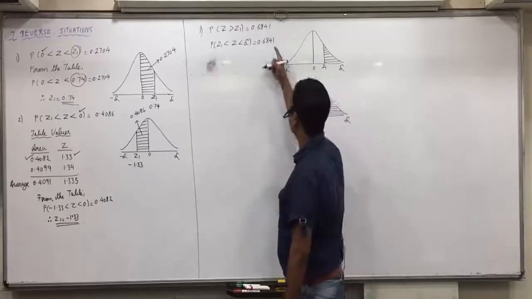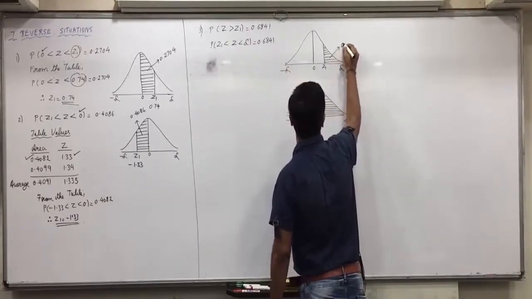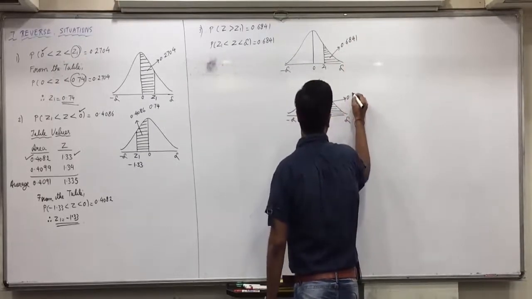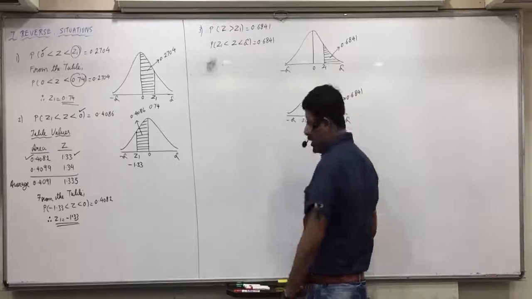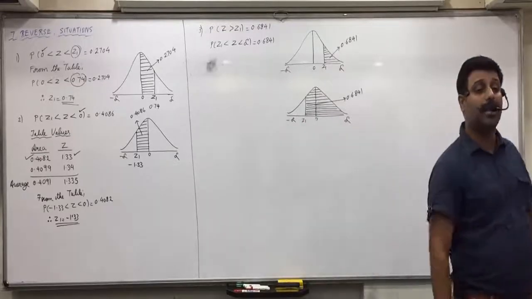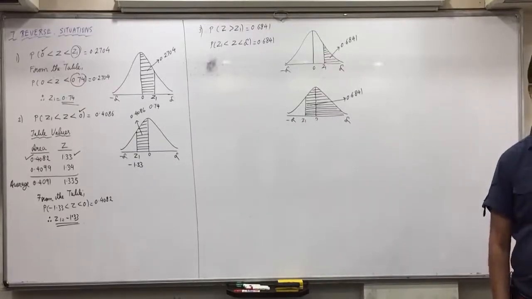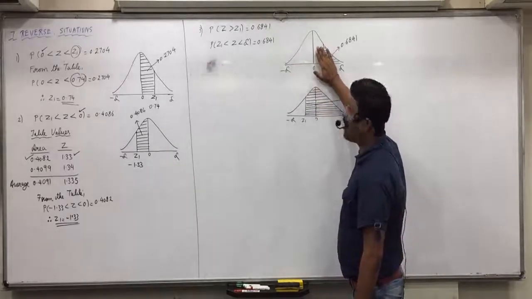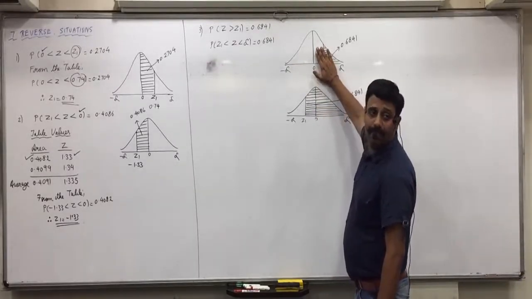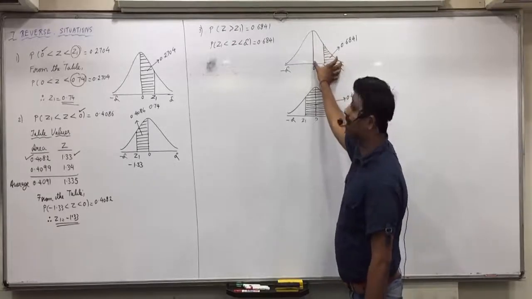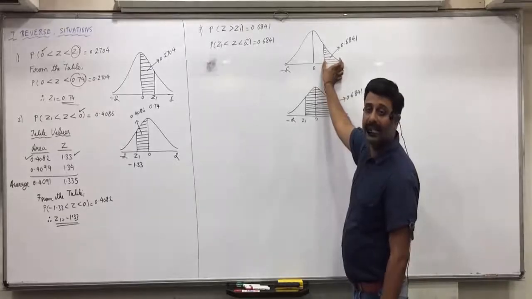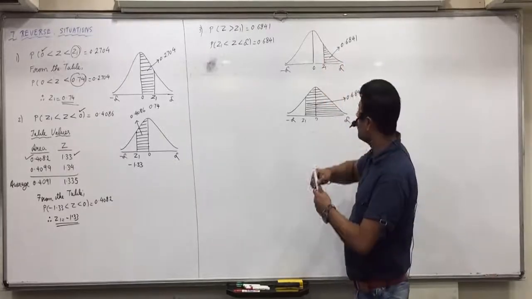Now this area is given as 0.6841. Now raise your hand. Which one is not possible? First one is not possible because complete right side is 0.5. So this area is 0.5. So this should be less than 0.5. Cannot be more than 0.5.